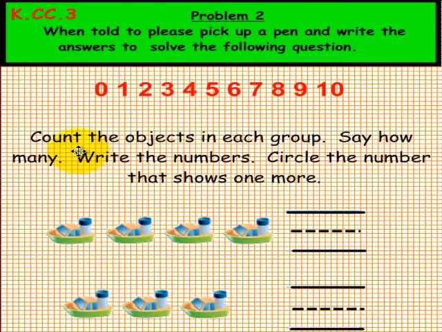Problem 2. What we would like for you to do is to count the objects in each group. Say how many there are. Write the number here after you count the objects. Then circle the number that shows one more. So you count the objects, write the number here, count the objects, write the number here, and circle the one that shows one more. If you would, please pick up a pen to solve this problem.